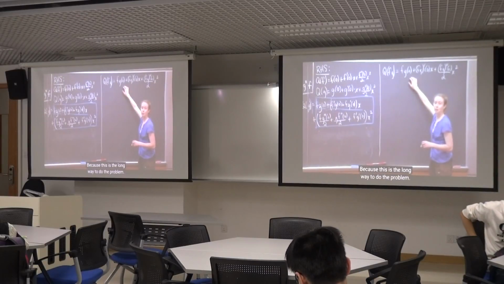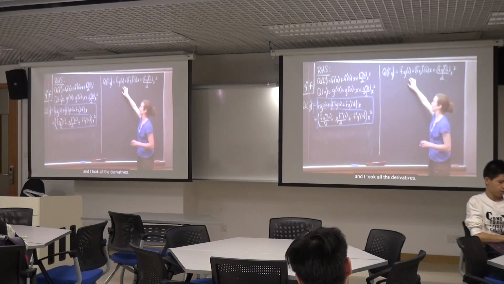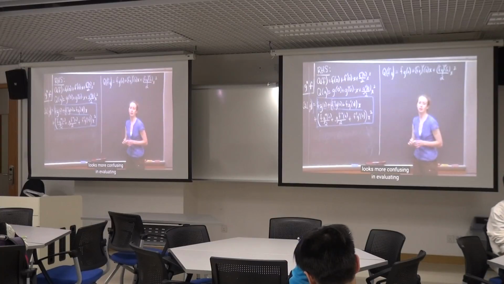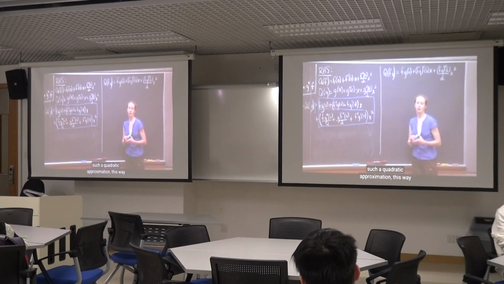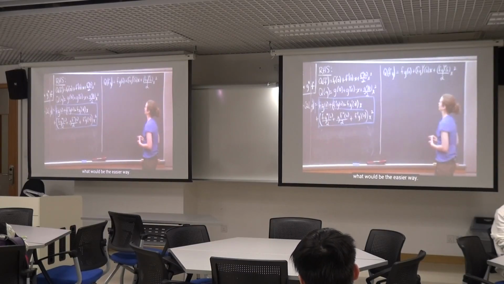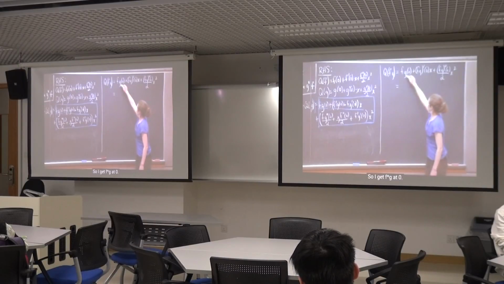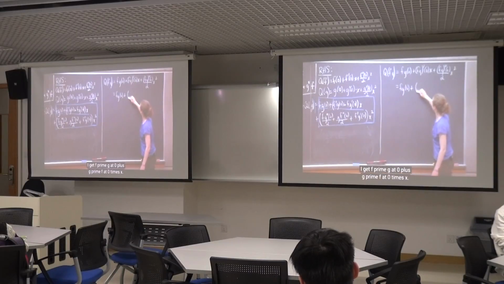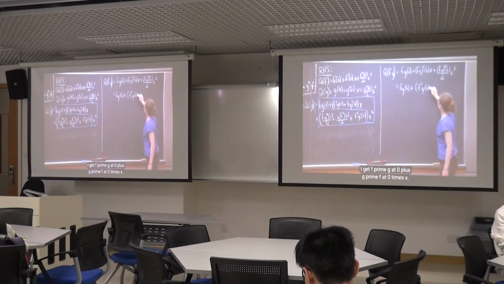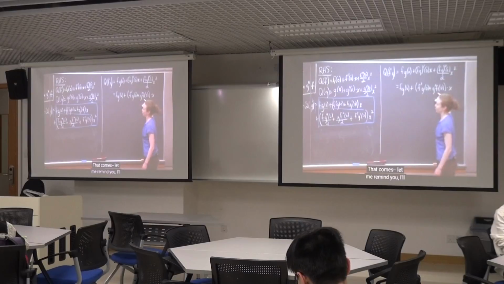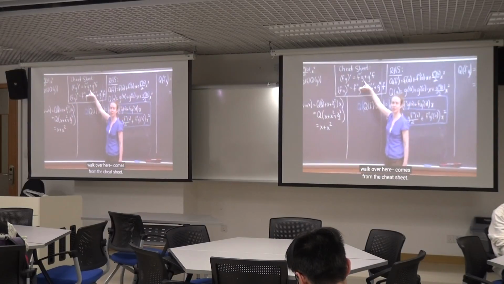Because this is the long way to do the problem. This would be if I took e to the x sine x and took all the derivatives. And even though it looks more confusing, evaluating such a quadratic approximation this way would be the easier way. We just want to show we don't lose anything by doing what would be the easier way. So, I get fg at 0, and that's good. We can see we already have one of those, so that's nice. What do I get here? I get f prime g at 0 plus g prime f at 0 times x. That comes, let me remind you, from the cheat sheet, the first thing.